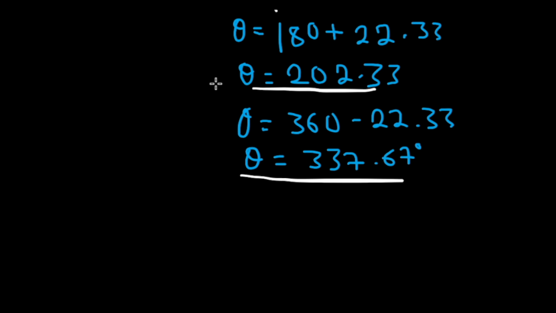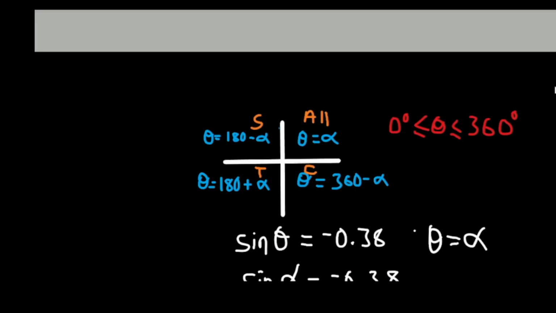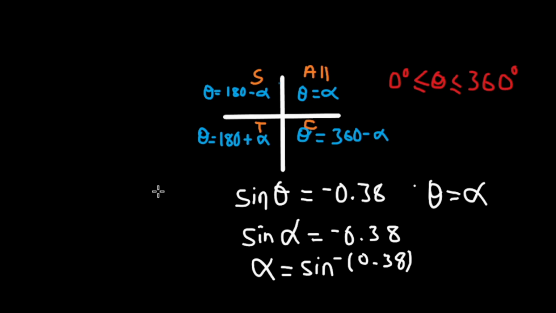So we can write these answers collectively, for the sake of work presentation: 202.33 degrees, comma, 337.67 degrees. So this is our value of theta. This is what we basically do to get our answers.